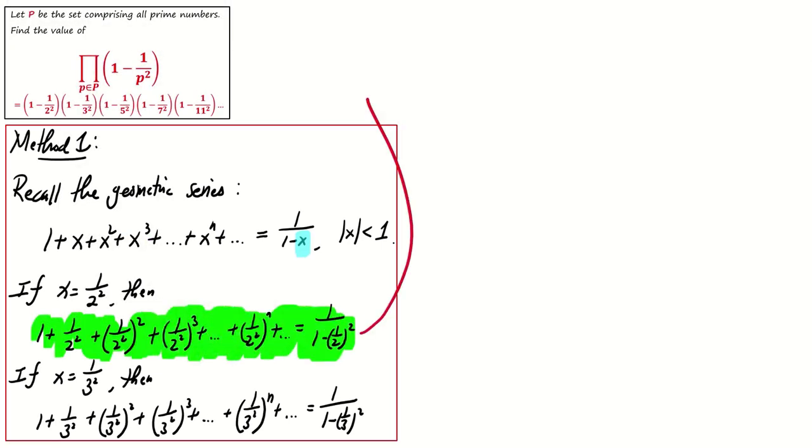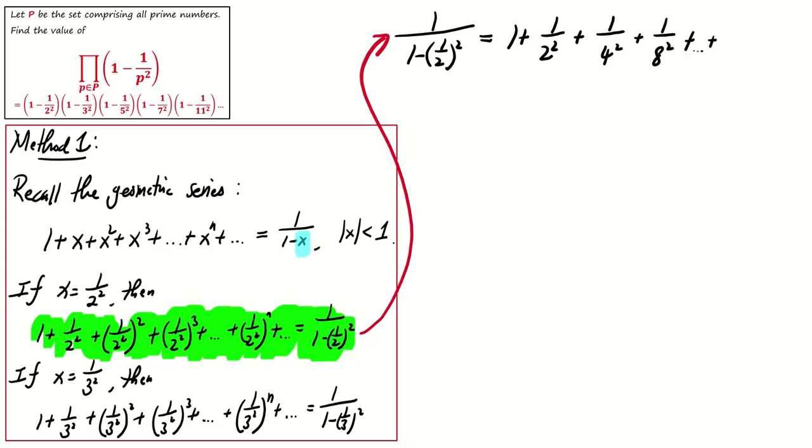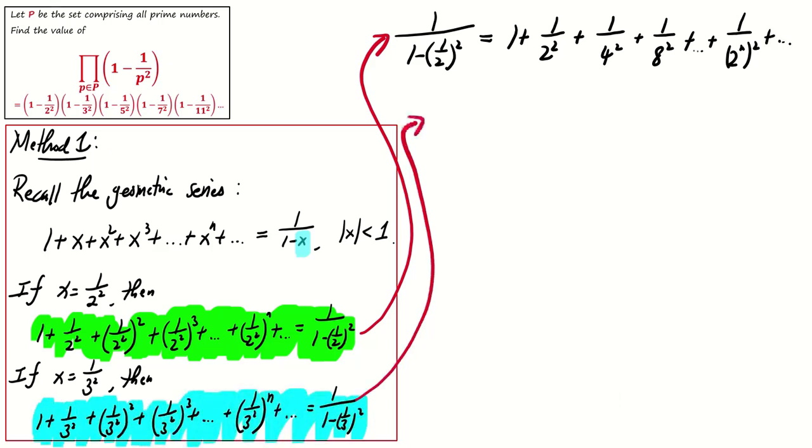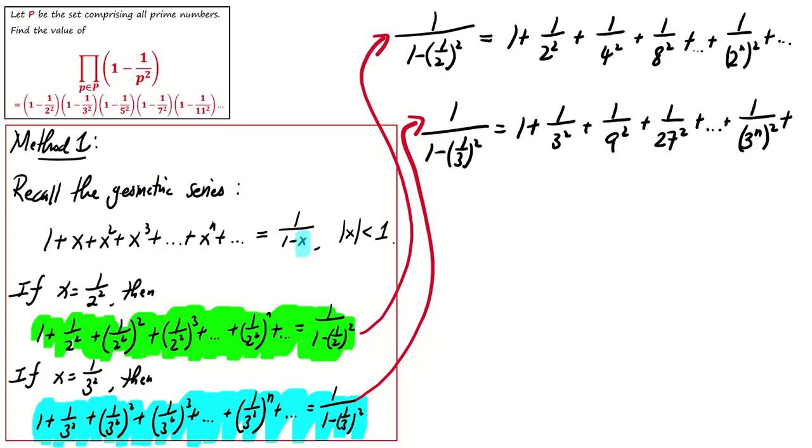Let us look at this series again. We know that 1 over 1 minus half squared equals 1 plus 1 over 2 squared plus 1 over 4 squared plus 1 over 8 squared, and so on, and in general it is 1 over 2 to the power n, squared. Whereas the other series equals 1 plus 1 over 3 squared plus 1 over 9 squared plus 1 over 27 squared, and in general 1 over 3 to the power n, squared.